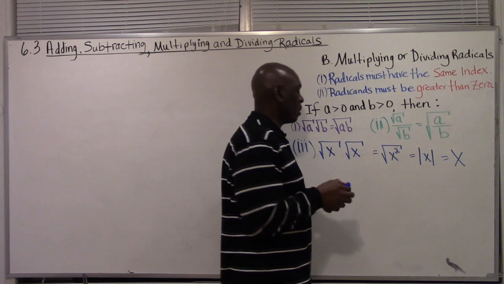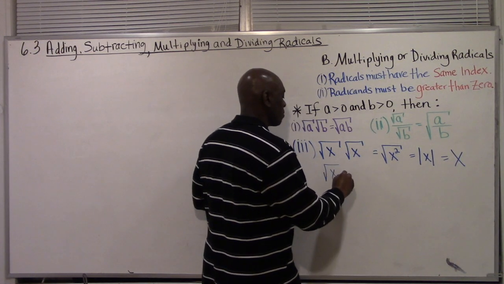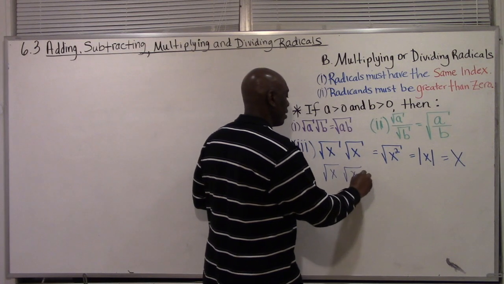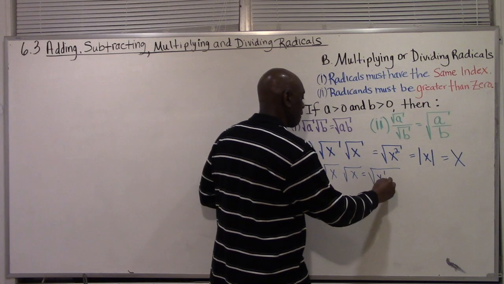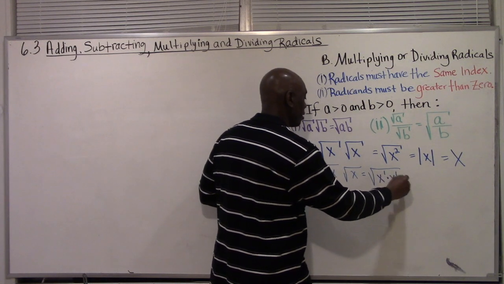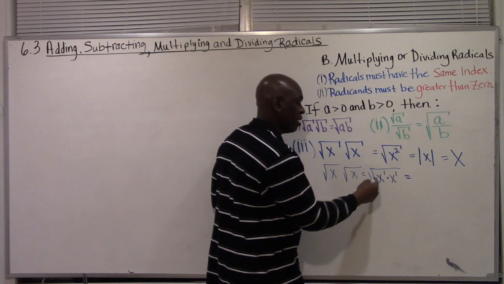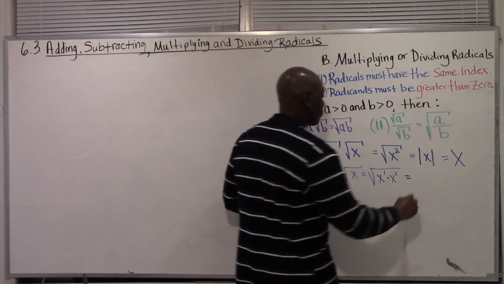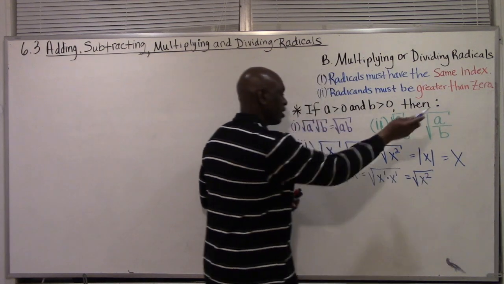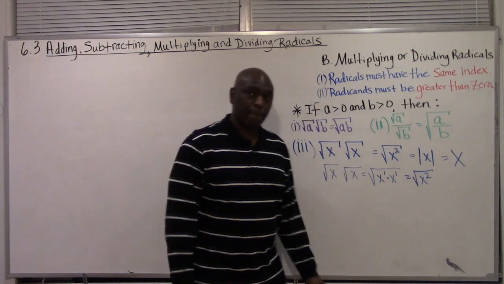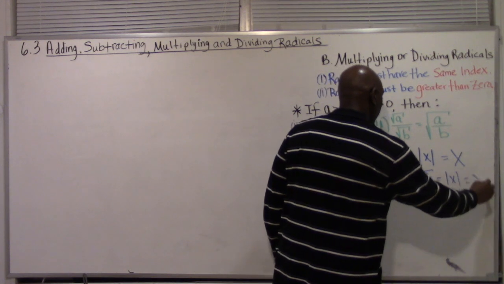Well, here's why. Let me explain why. The square root of x times the square root of x equals the square root of x times x, x to the 1 times x to the 1, which equals, well, what do you do with these 1's? You add them, right? What's 1 plus 1? 2, equals the square root of x squared. And there you go. It picks up from there, which equals the absolute value of x, which equals x.